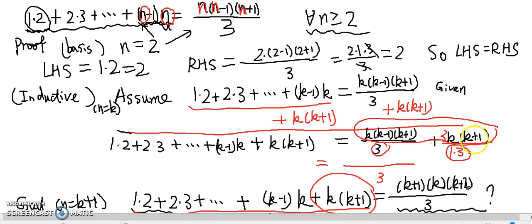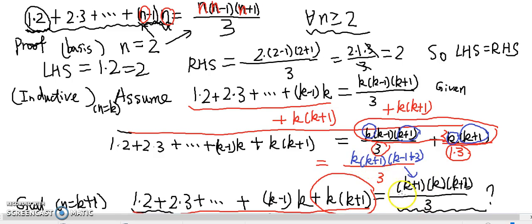By looking at the addition of these two, I realize they both have k plus 1 in common. Here is k plus 1, here is k plus 1. They also have a k in common, k and k. So I'm going to factor out both k plus 1 and k. What we have left is just k minus 1 plus 3. And if we work this out, k minus 1 plus 3 is exactly k plus 2. And that is exactly what we have.